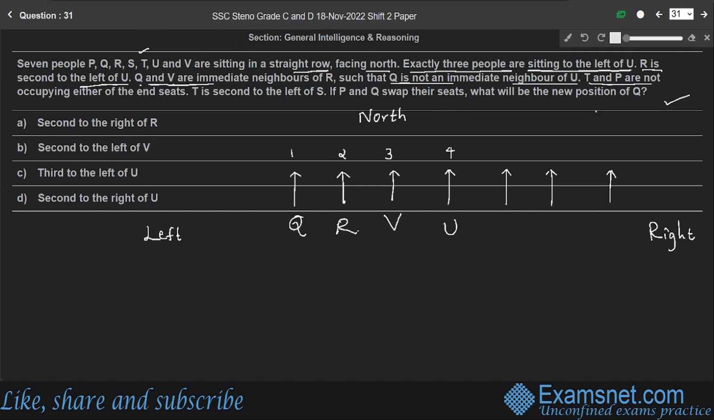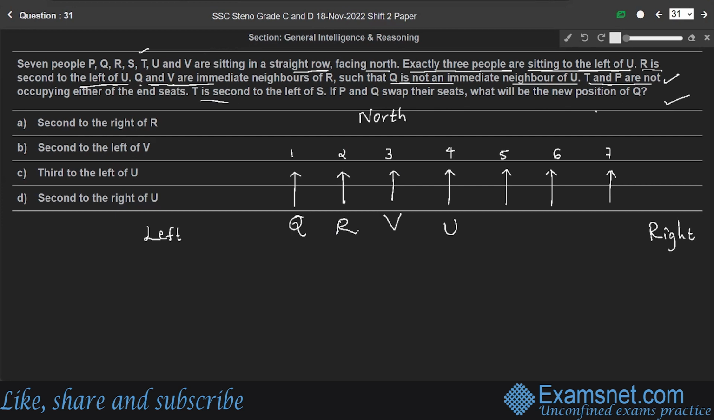Next, T and P are not occupying either of the end seats. T and P are not at either of the end seats. Therefore, either the fifth place is T's place or the fifth place is P's place. We'll consider this point later.